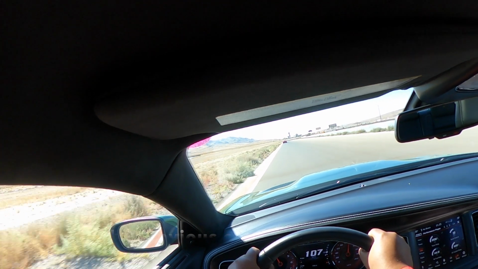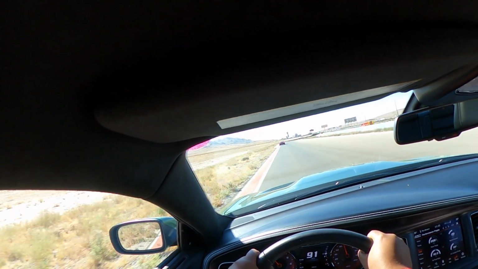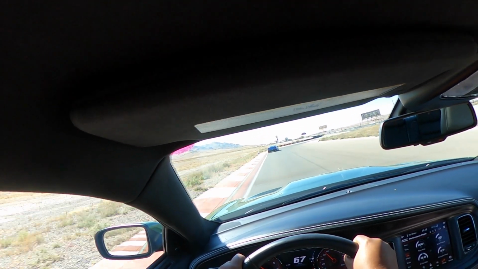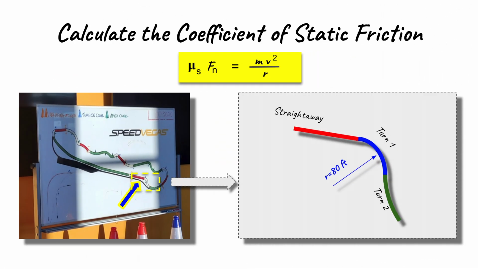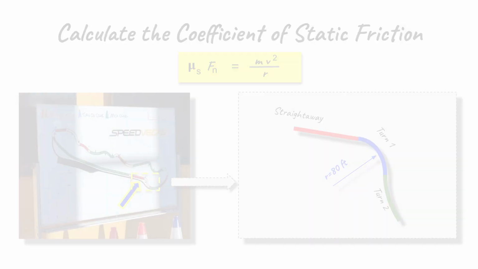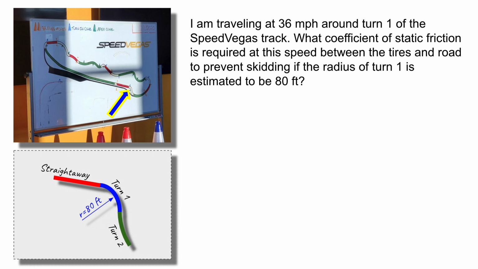So I thought, this is a teachable moment. It would be a great idea to take a look at turn one and calculate the minimum coefficient of friction required between my tires and the road, of course, based on the average speed I took through that turn throughout track day. And looking back at all the footage, I was taking that turn at about 36 miles per hour.